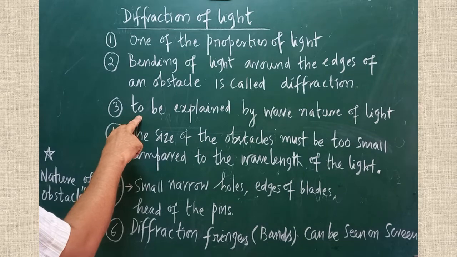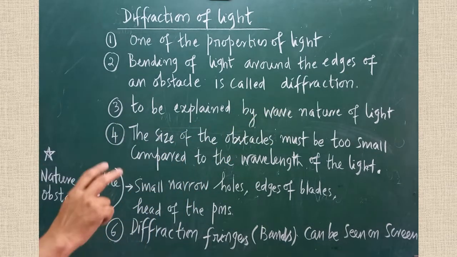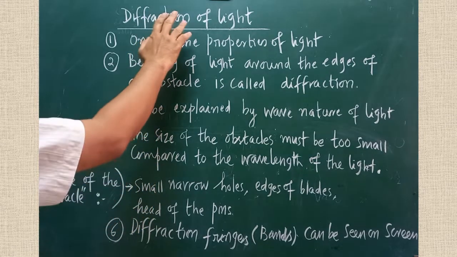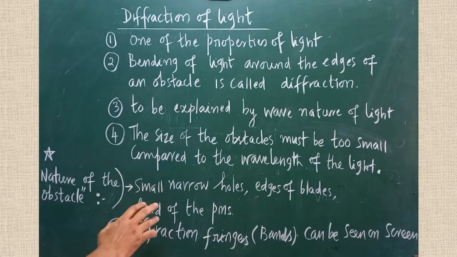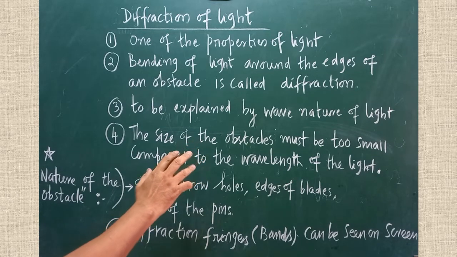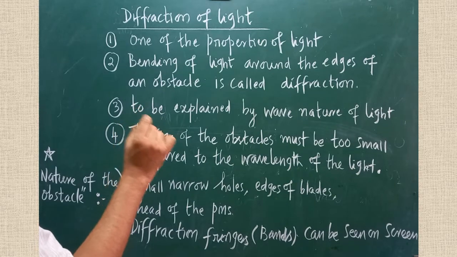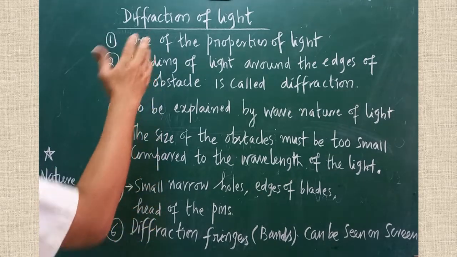This diffraction property of light can be explained by the wave nature of light, not with the help of particle nature. Wave nature helps us to explain the diffraction of light. And the most important thing is, while choosing the obstacle, the size of the obstacle must be chosen in such a way that it must be too small, too thin compared to the wavelength of the light. That is very important. Among the three, any one of them can be used as obstacle. So these obstacles will cause the diffraction effect.